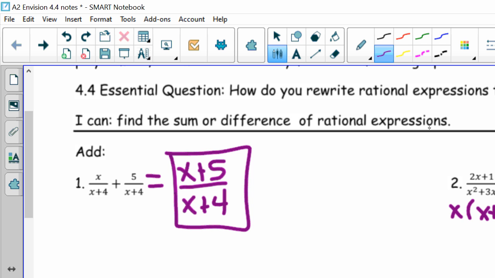So on top, I have 2x plus 1 plus 3x minus 8, so I'm going to combine my like terms. 2x plus 3x gets me 5x. 1 plus negative 8 gives me minus 7 over x times x plus 3. So there's my answer.